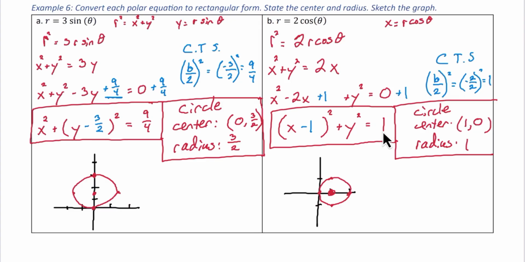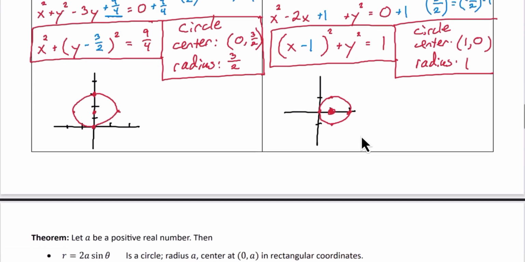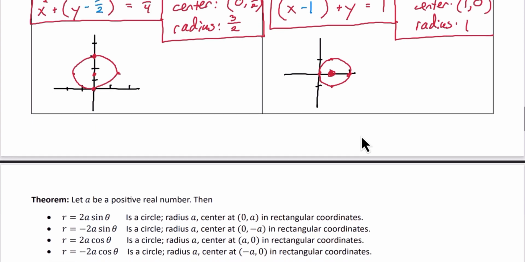So when graphing circles, in my opinion, it's easier to go from polar form to rectangular form and graph the familiar standard form. However, we do have some shortcuts that may be beneficial. If we're looking at this theorem, and you don't have to memorize this, by the way, these are just ways that we can go straight to the graph of the circle when looking at the polar form.